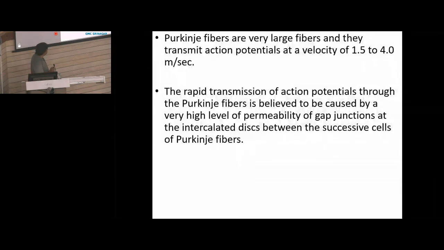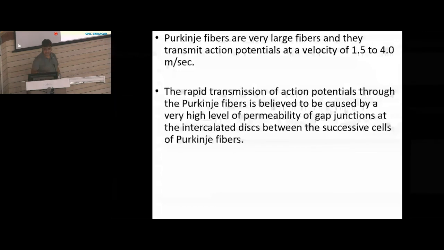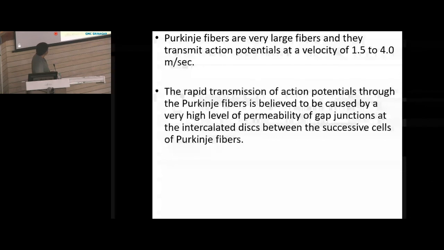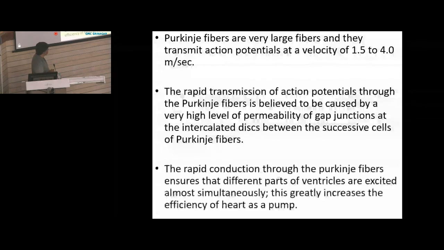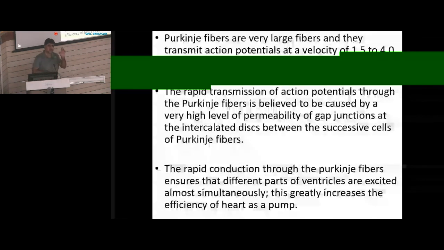Again, the cause of the rapid transmission in Purkinje fibers may be attributed to the gap junctions. In AV node, gap junctions were lesser in number. Here in Purkinje system, they will be more in number. So we say very high level of permeability of gap junctions at the intercalated discs between the successive cells of Purkinje fibers can be one of the main causes of faster conduction. Is that clear? Okay. The rapid conduction through the Purkinje fibers ensures that different parts of ventricles are excited almost simultaneously. This greatly increases the efficiency of heart as a pump.